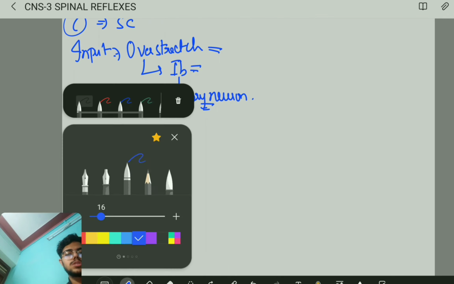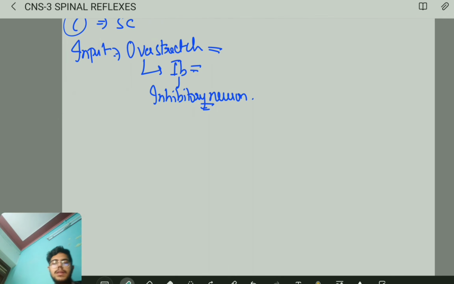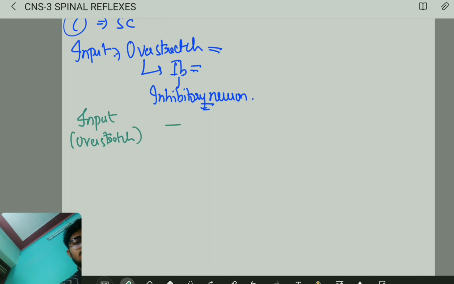Let me use a different color. Fine. Now the pathway is that we have input here, that is overstretch, that is going to cause activation of your inhibitory neuron. We discussed the inhibitory neuron, right? Input, overstretch, activation of the inhibitory neuron. Fine.